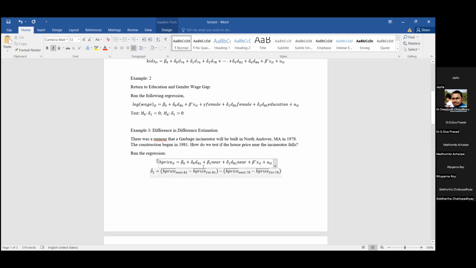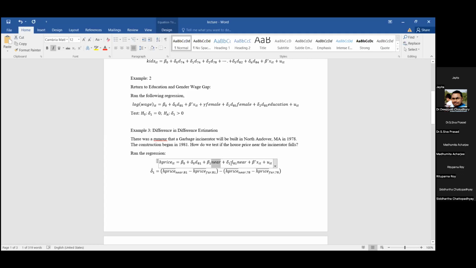What kind of regression is it? As I said, the initial year is 1978, and the construction of this garbage incinerator started in 1981. So this is my year 1, and my year 2 is basically 1981. I define a dummy variable D81 such that D81 takes a value 1 for 1981 and 0 otherwise. This near is also a dummy variable. It basically says that after the construction of this incinerator, a household near to this incinerator takes a value 1, otherwise 0.